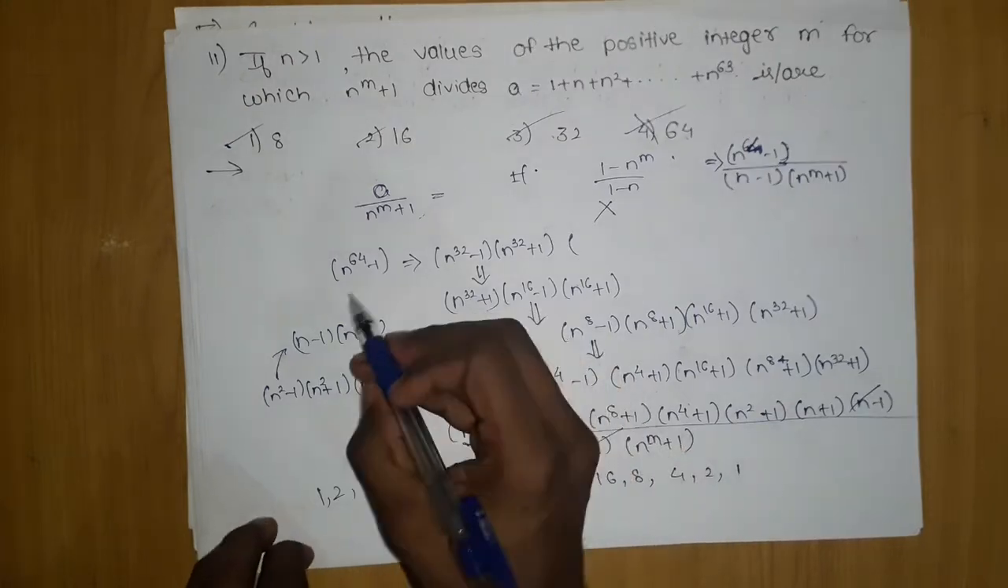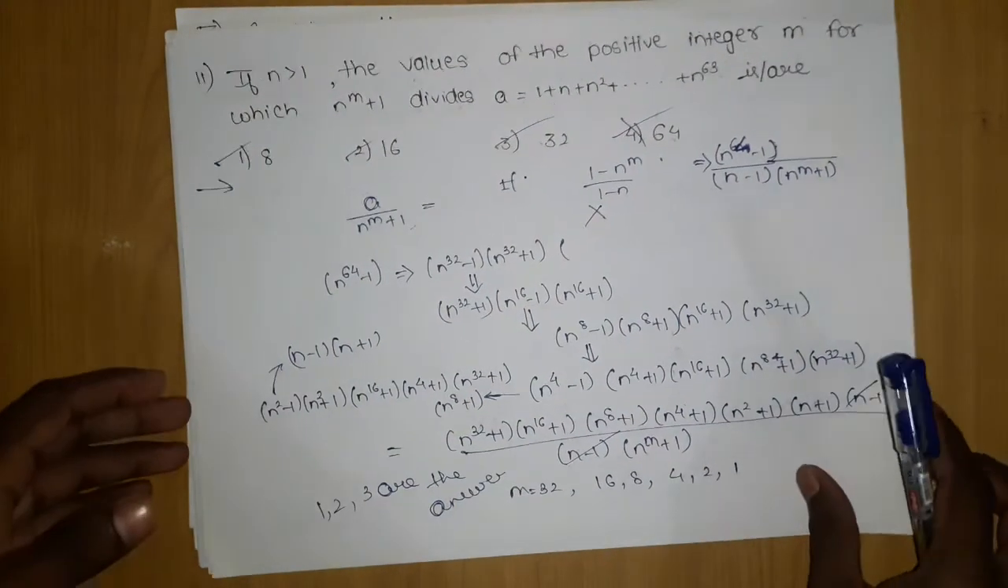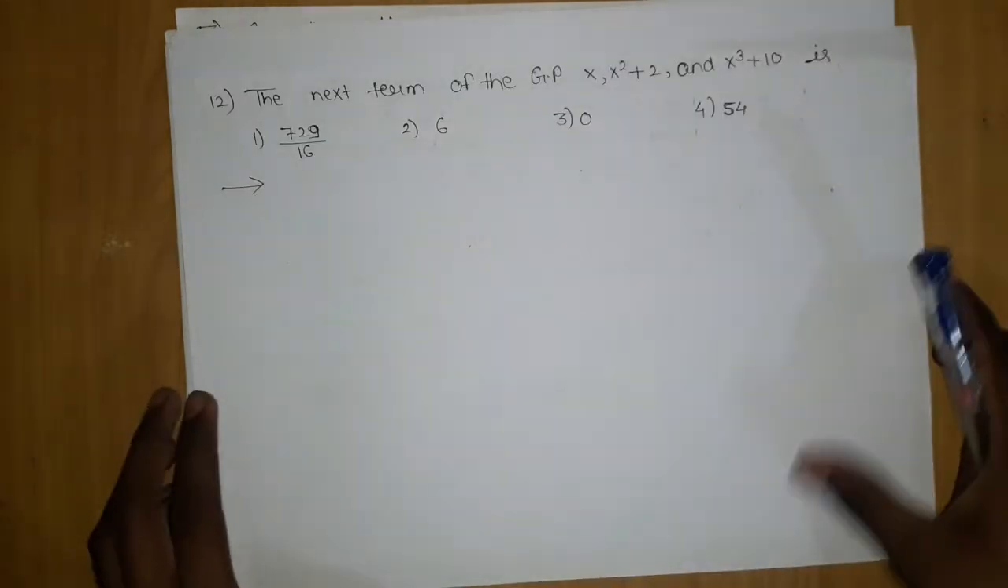So the important thing was breaking it into a square minus b square. Okay, so hope you have understood that step. Now let's move on to the next problem. Okay, this is the next problem.